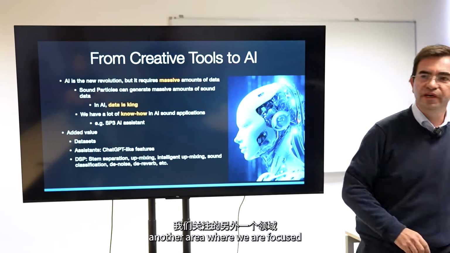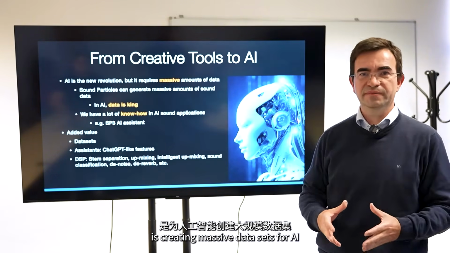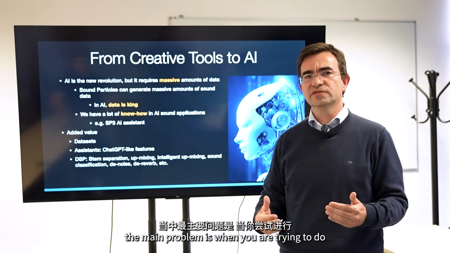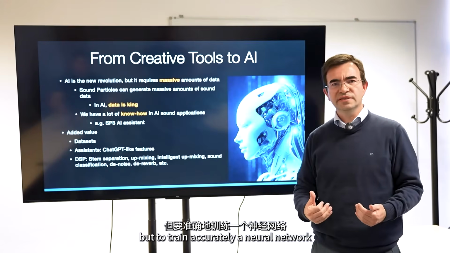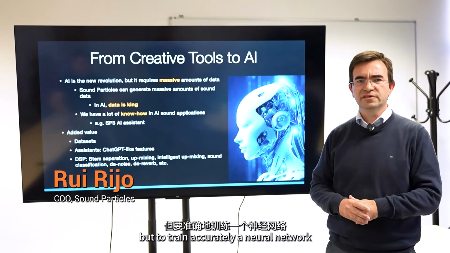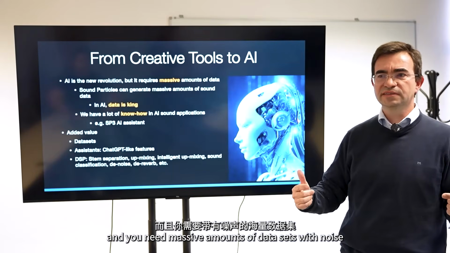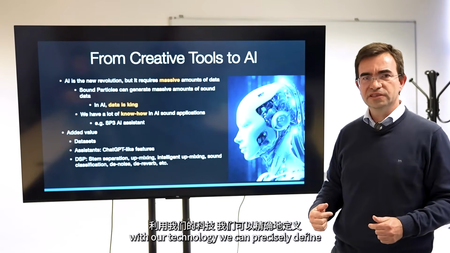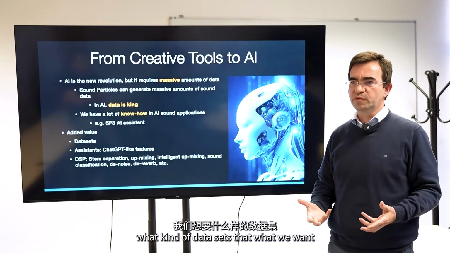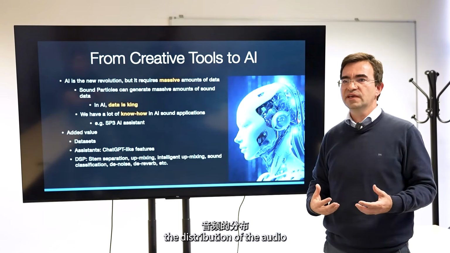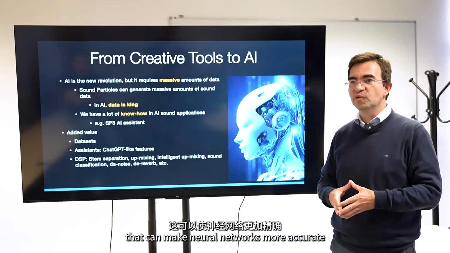Another area where we are focused is creating massive data sets for AI. The main problem when you are trying to do speech recognition or voice recognition is that you have data sets, but to train accurately a neural network, you need massive amounts of data sets. And you need massive amounts of data sets with noise. With our technology, we can precisely define what kind of data sets we want, the distribution of the audios, and with rich metadata that can make neural networks more accurate.